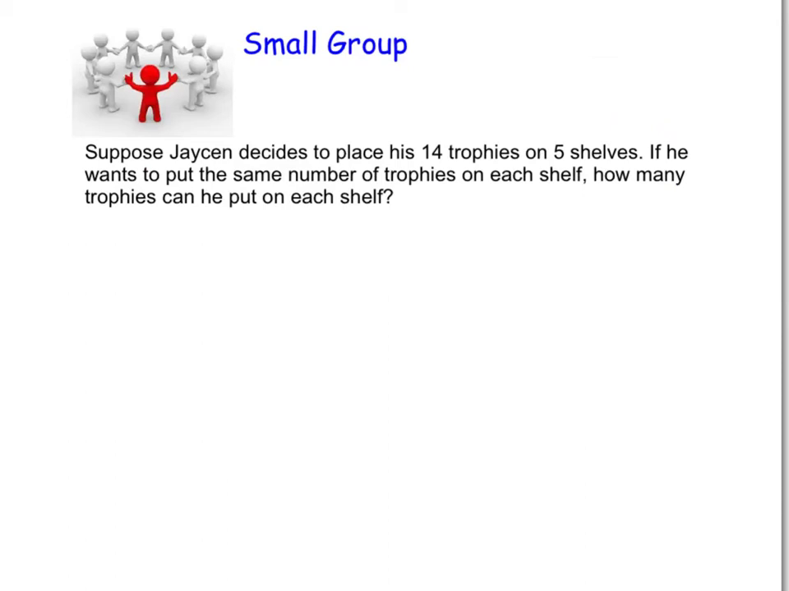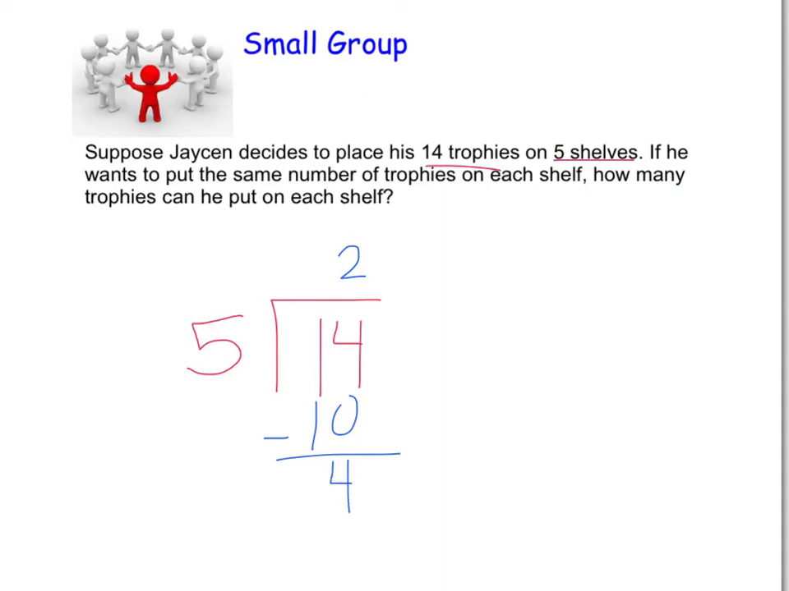Again, we have a classic division problem where we've got 14 trophies on 5 shelves, so that's 5 piles. Again, you could do 14 divided by 5, and then how many times can 5 go into 14? Well, you could skip count and say 5, 10. That's 2 because 5 times 2 is 10. You subtract 14 minus 10, come up with 4.